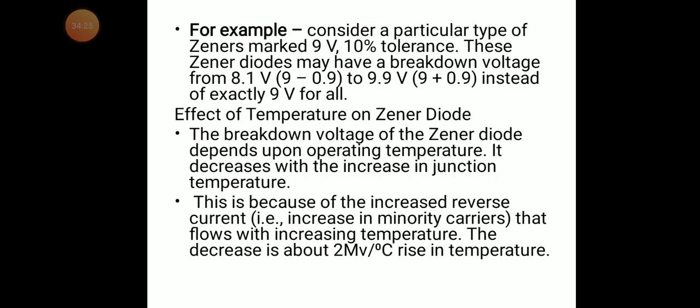Consider a particular type of Zener marked as 9 volts, 10% tolerance. These Zener diodes may have a breakdown voltage from 8.1 volts to 9.9 volts instead of exactly 9 volts for all. So how are we getting this range? The 10% tolerance means it may be either additive or subtractive. In this range, you may take it as 9 volts for all these values.